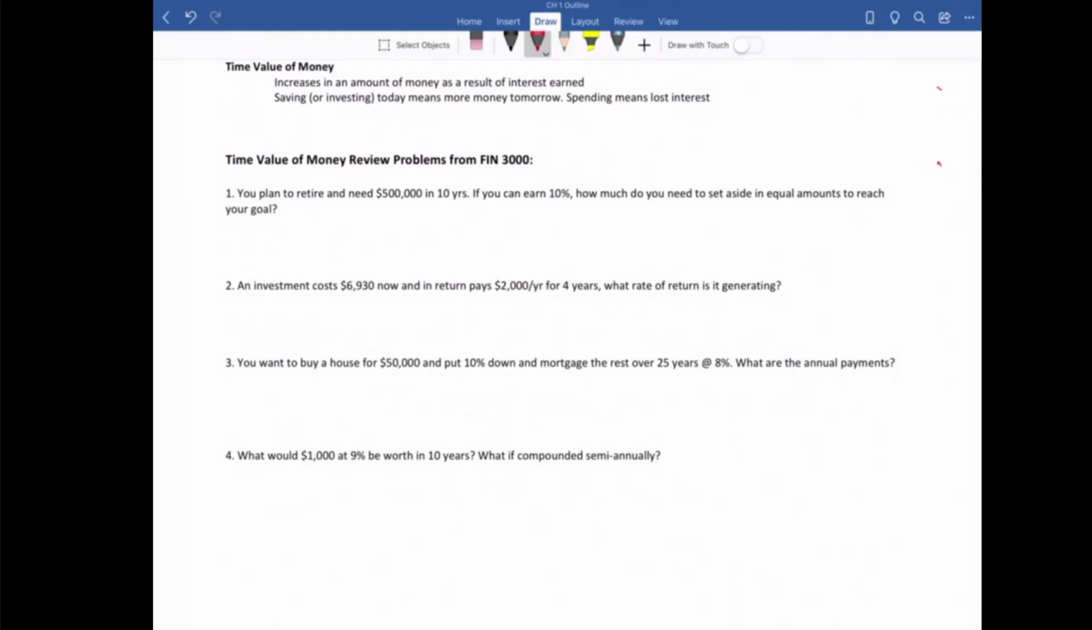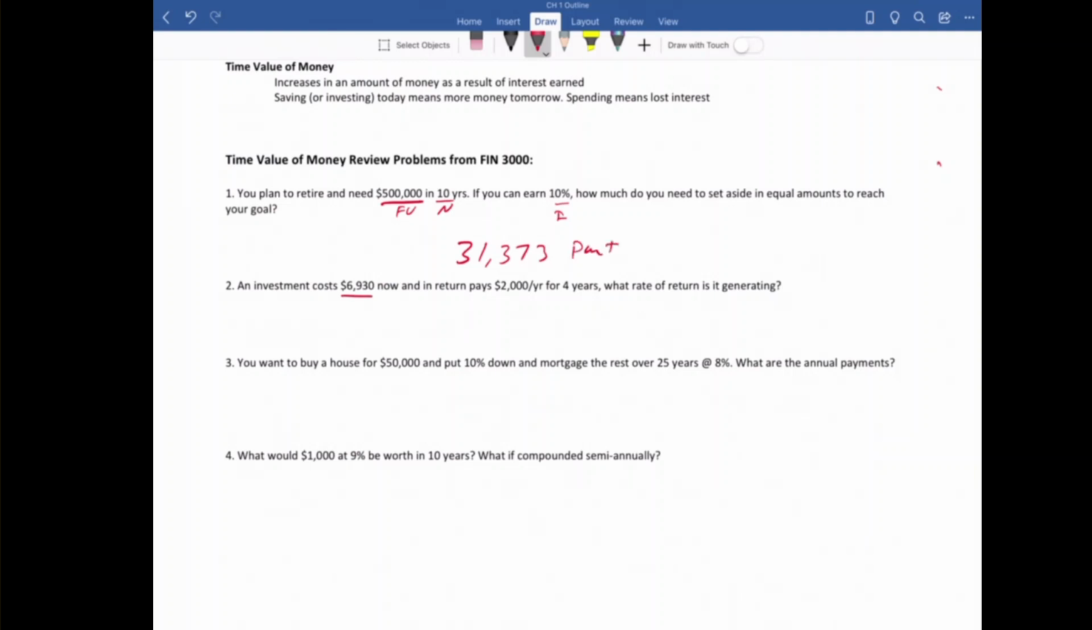So if you plan to retire, you need $500,000 in 10 years. So that's going to be a future value. I'm going to go through these very quickly. If you have questions, you can email me. Your I/Y is 10%. How much do you need to set aside to reach your goal? The answer is 31,373. So that's N and that's I/Y, and this is compute payment.